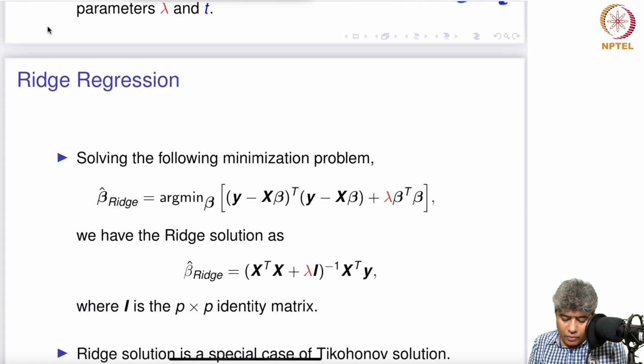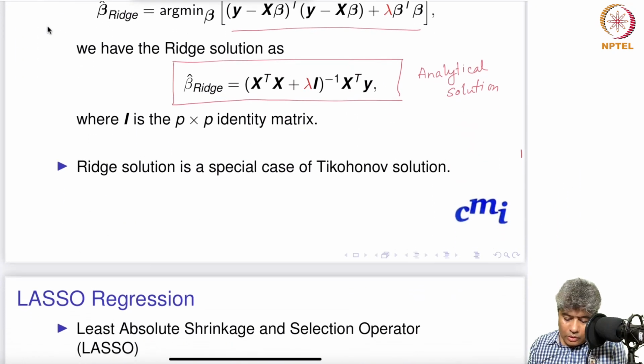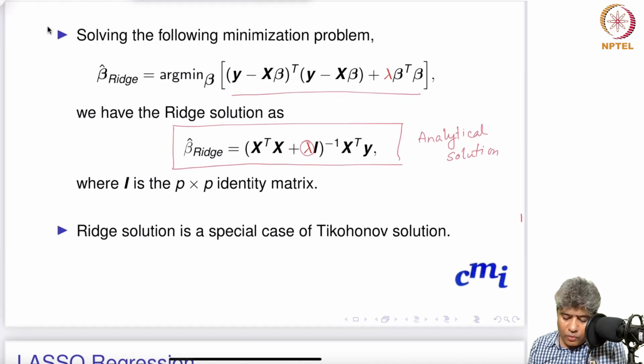Now, if you solve this minimization problem, the Ridge solution is an analytical solution: (x transpose x plus lambda I) inverse x transpose y. This is very good news for us. If we know the value of lambda, then we can compute the Ridge solution for beta. So the Ridge solution is a special case of the Tikhonov solution.